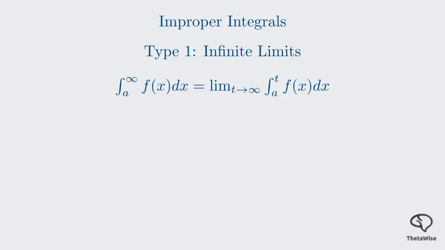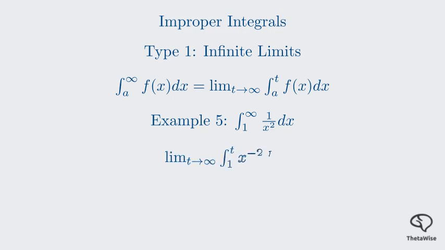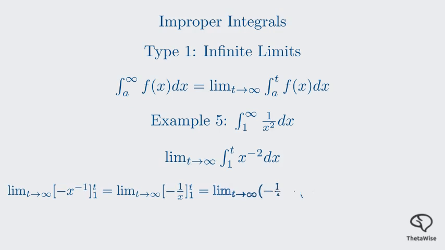Consider the integral from 1 to infinity of 1 over x^2. We want to evaluate the integral from 1 to infinity of 1 over x^2 dx. First, we set up the limit. This is the limit as t approaches infinity of the integral from 1 to t of x^(-2) dx. Now, we evaluate the definite integral. The integral of x^(-2) is -x^(-1), or -1 over x. Evaluating from 1 to t gives -1/t minus (-1/1), which is 1 - 1/t. Finally, we take the limit.